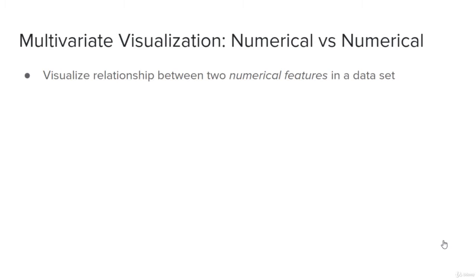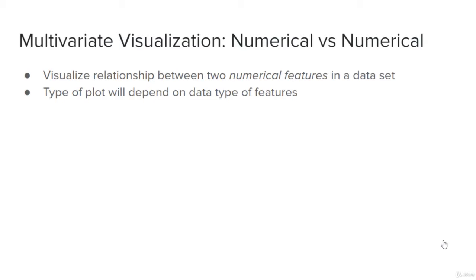In multivariate visualization, the idea behind it is that we need to study the relationship between two numerical features. We're going to visualize them using different techniques and plot them in one graph. So the type of plot will basically depend on the type of features.